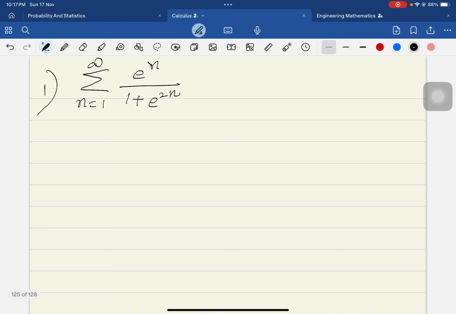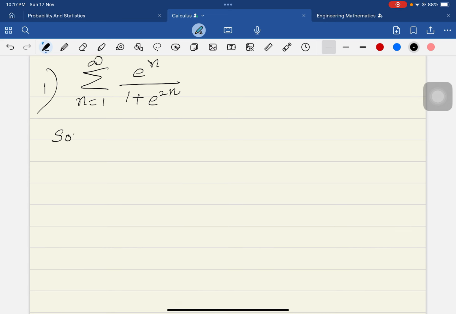Now let us see the problem. It is summation n equals 1 to infinity e to the power n by 1 plus e to the power 2n. By using the integral test, we are going to solve it. First, we consider this function f of x, writing x in the place of n. That means e raised to x by 1 plus e raised to 2x. This is your f of x.